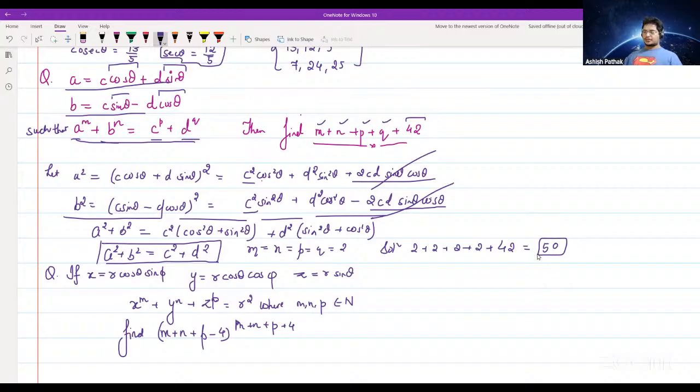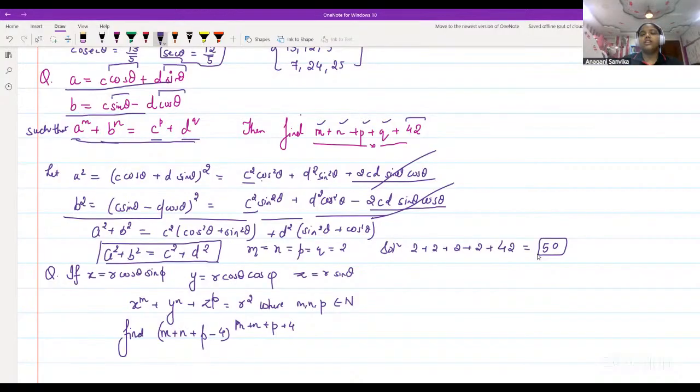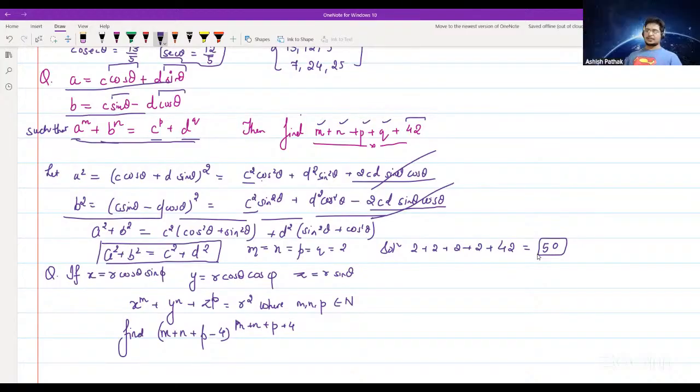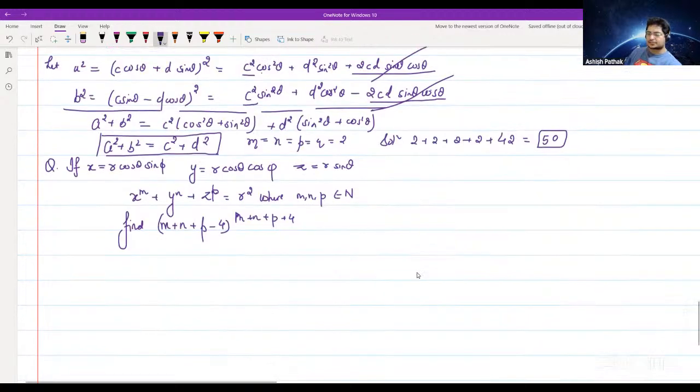Have you understood how we got this answer? Any issue in this? Sanvika, have you understood how we got this answer? Yes sir. Do you have any doubt in this? No sir. Okay.